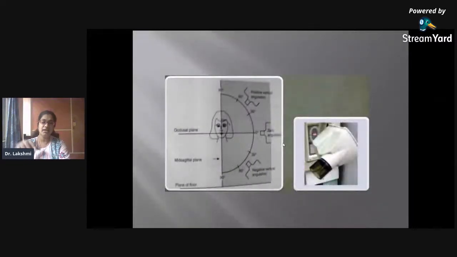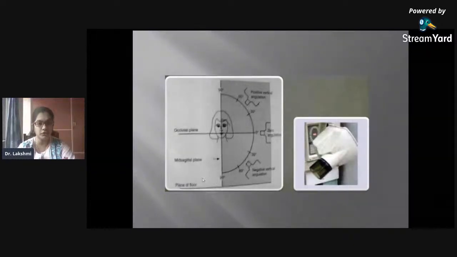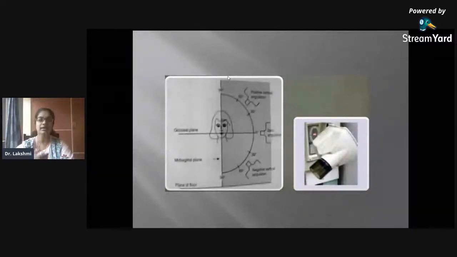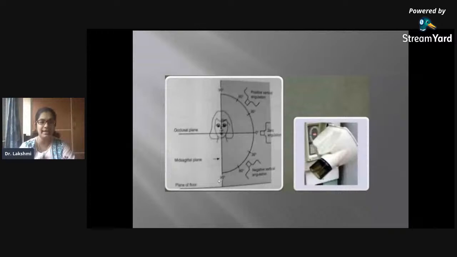See this one. Whenever you are positioning a patient for bite wing, make sure that the occlusal plane is parallel to the floor, that is, it has to be in a straight line. And the mid sagittal plane, imagine drawing a bisector on the patient's face itself, that has to form a right angle to the floor or the occlusal plane, 90 degree angles here.